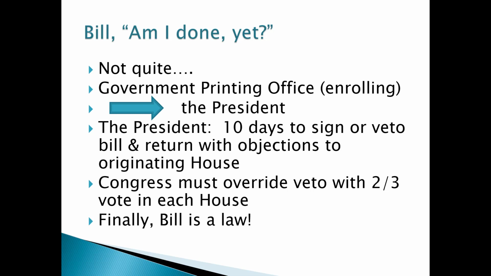So then it's sent to the president, and the president has 10 days to review the bill. And the president has basically two options. They can sign the bill, and if the president signs the bill, it becomes a law. Or the president can veto the bill, and the president then returns the bill to the House, or the originating House. Usually the originating House is the House of Representatives, but sometimes it's from the Senate. But they return the bill to the originating House with objections.